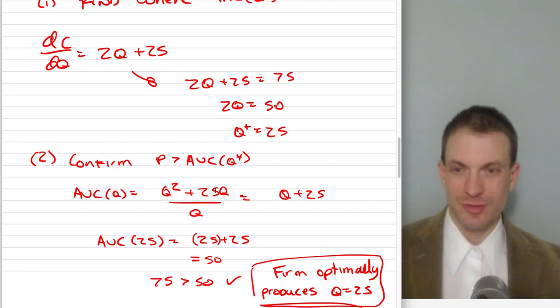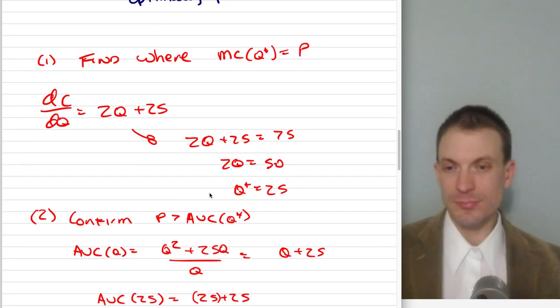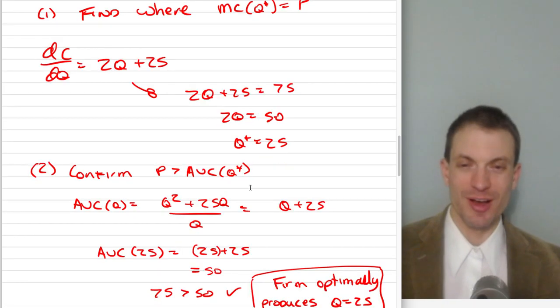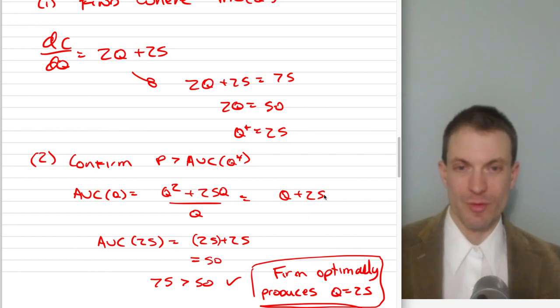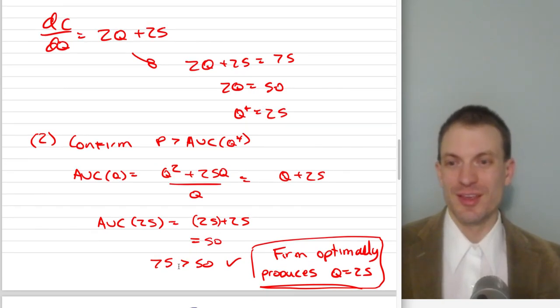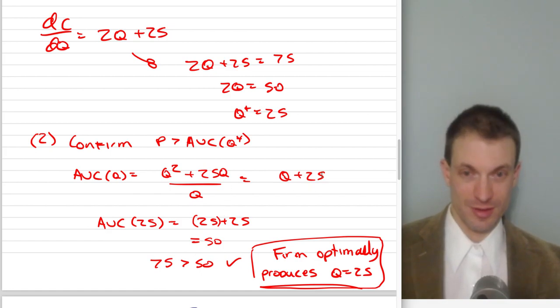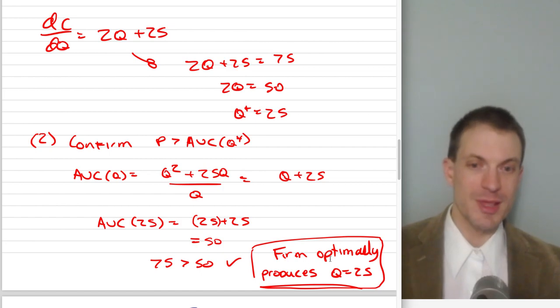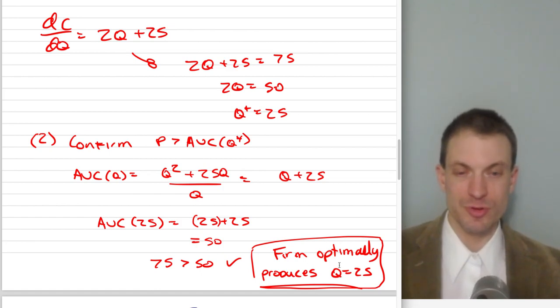Average variable cost: here's the variable portion of our total cost function, divided by Q makes it average variable cost. So we'll have Q plus 25 as average variable cost. Evaluated at a quantity of 25, that is 50. Is price bigger? Sure, 75 is bigger than average variable cost at producing 25 units. So the firm is indeed going to optimally produce 25 units.